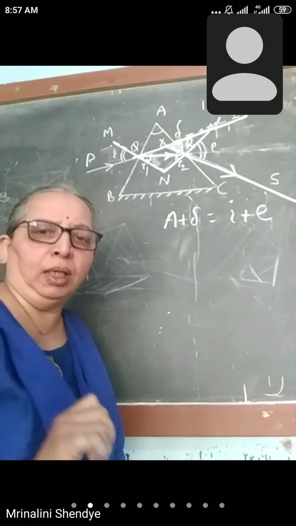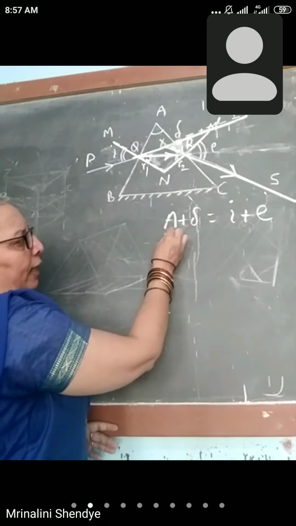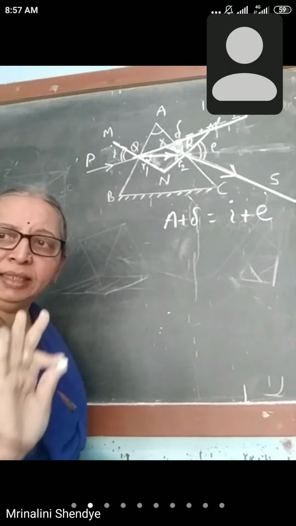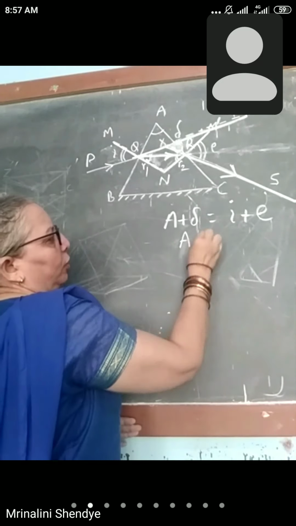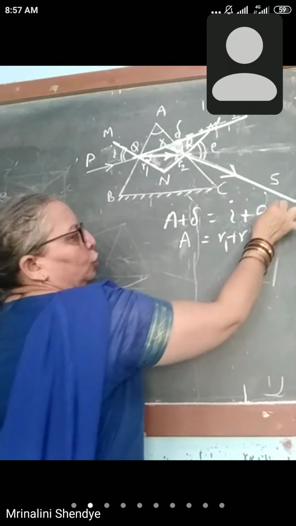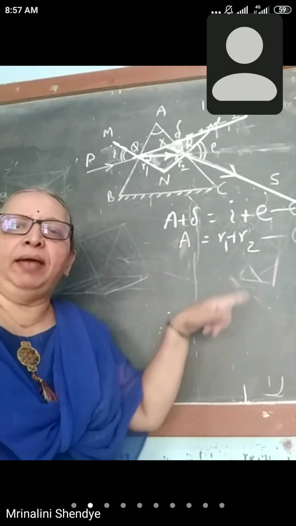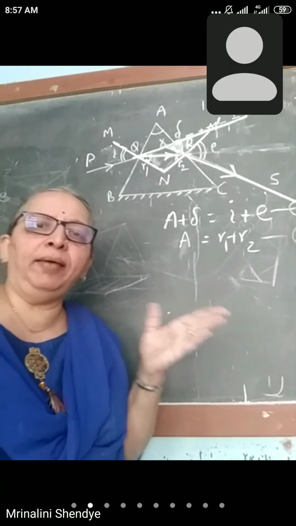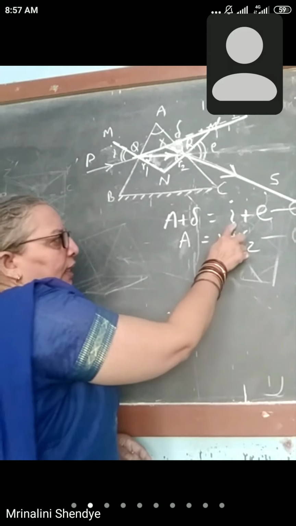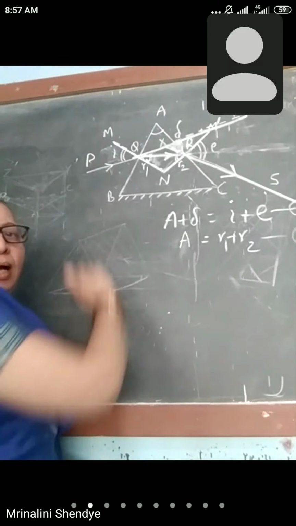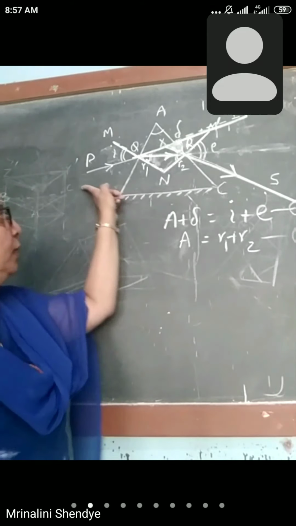Next time I will prove it. And hence, another relation we get is A equals r1 plus r2. So using geometry, we get these two derivations. I will do it next time. Only I will continue. So if I changes, this happens whenever the angle of incidence changes.